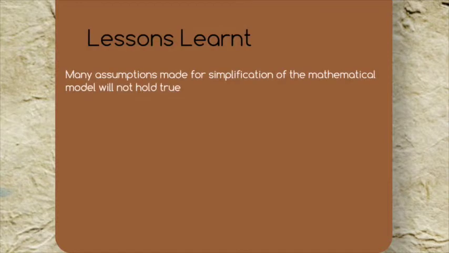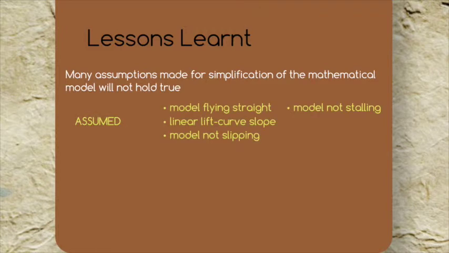So what have we learned from this project? Our key takeaway is that not everything can be perfectly modeled. Many assumptions made for the simplification of the mathematical model will not hold true, such as the model flying perfectly straight or the model not stalling. A large degree of experimental trial and error is needed.